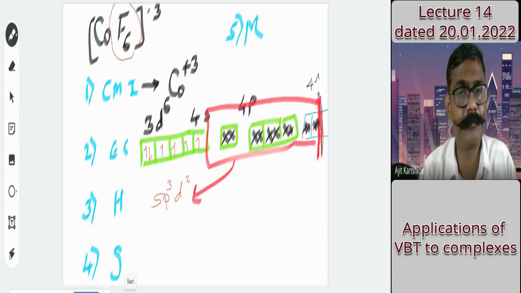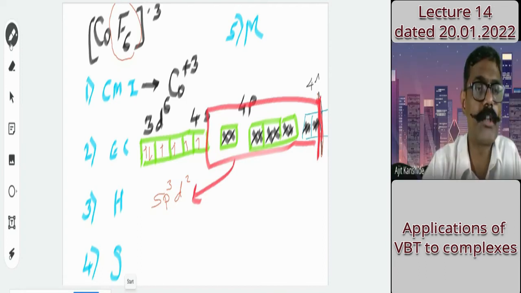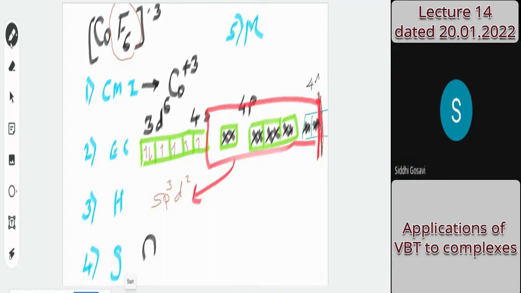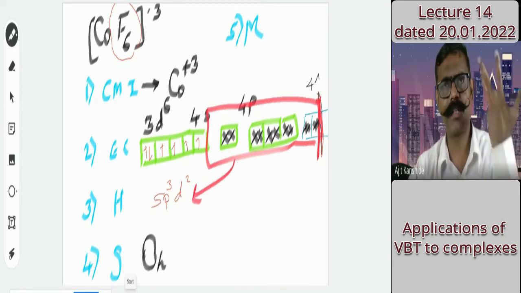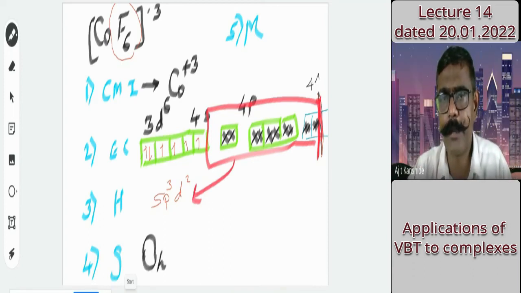Are you following what I'm saying? Yes, sir. Okay, good. So, structure: octahedral. There is no alternative, since coordination number 6 means octahedral. So how can I represent it by a diagram? Cobalt I have to represent at the center, and I have to imagine one square here.